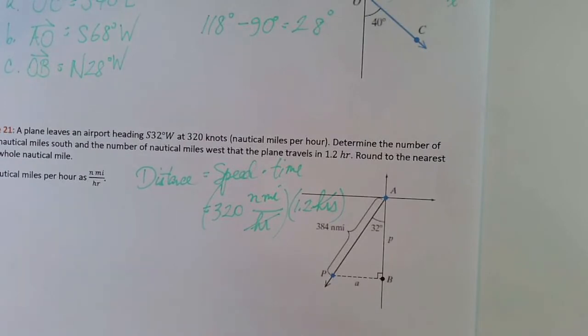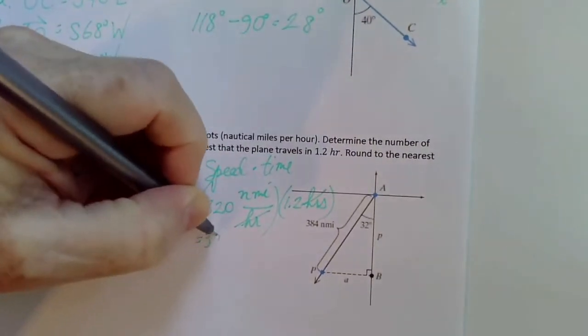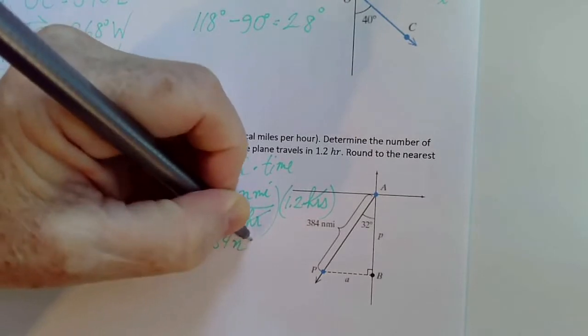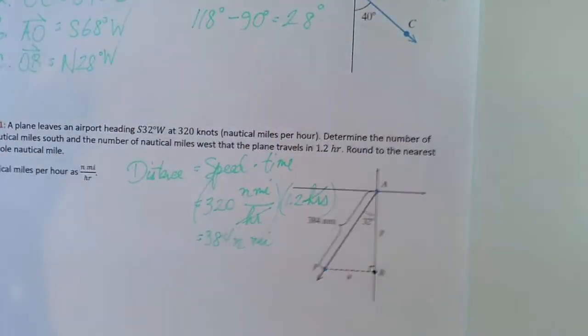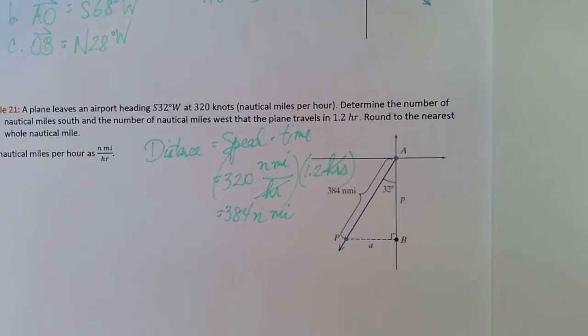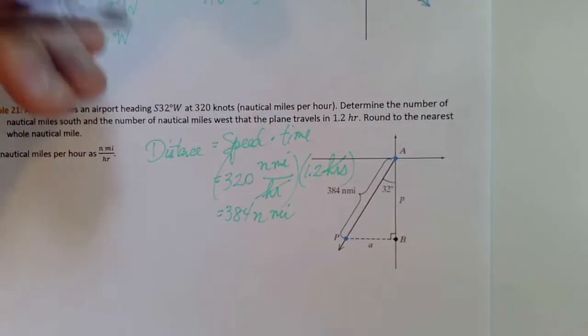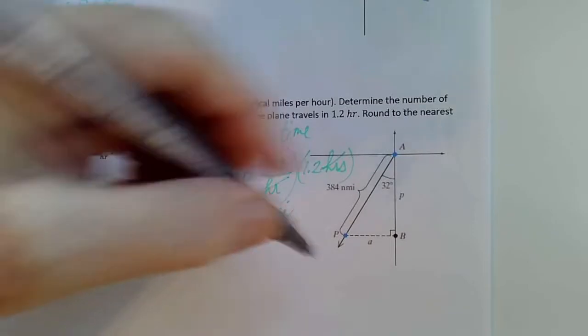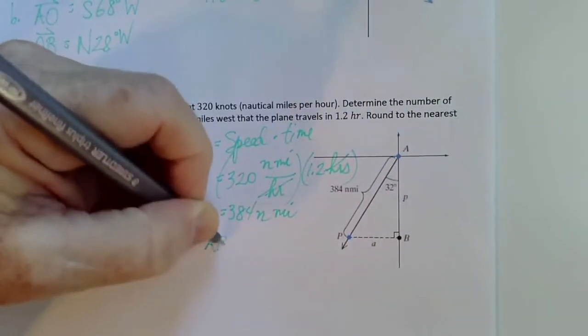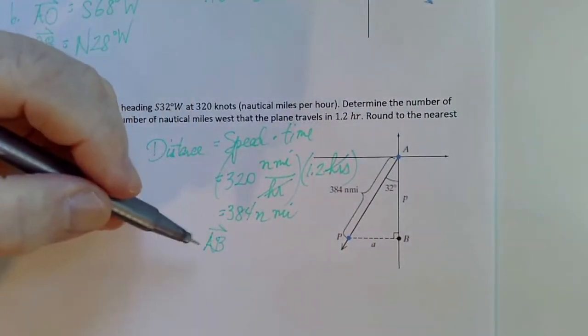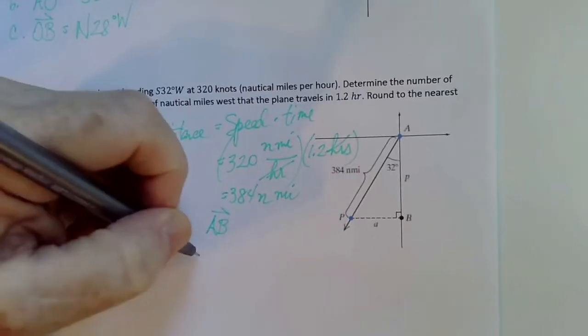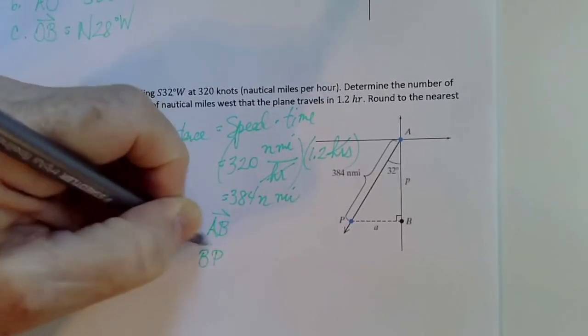And 320 times 1.2 is 384 nautical miles, and that's indicated here. So now we finally know the hypotenuse. We want to find the ray, the distance from A to B, and we want to find the distance from B to P.